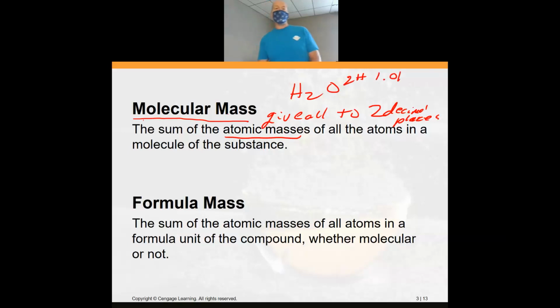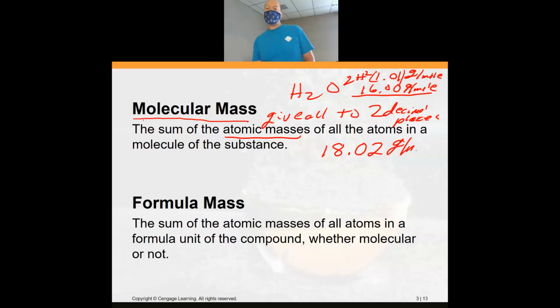Now the units that you have to put for that is grams per mole. AMU is acceptable, but not very useful. So we are going to always use grams per mole. There's 2 of them, so we have to multiply that by 2. And then you look at oxygen, it's 15.9994, so it is 16.00 grams per mole, and then you add them up. You have 2.02 for 2 of these and 16 for that, and so the molar mass of water is 18.02 grams per mole.